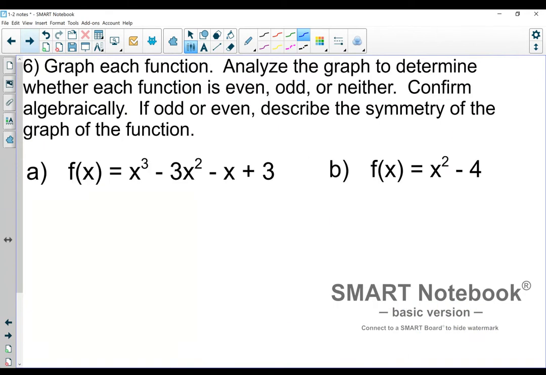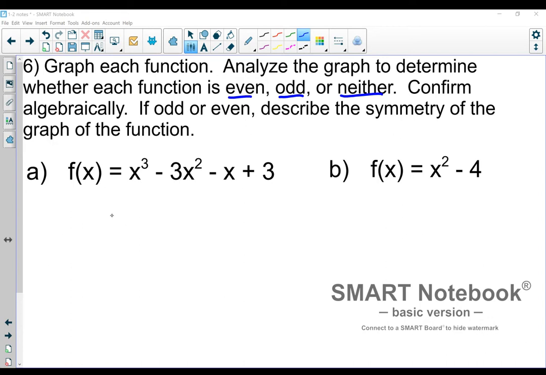So for our last example, we're going to look further at what this means. We're going to determine if the function is even, odd, or neither. And we're going to just do this with algebra. And then we can also go back and graph our functions as well. So this one's going to require a little more work. So I think first I'll probably graph.